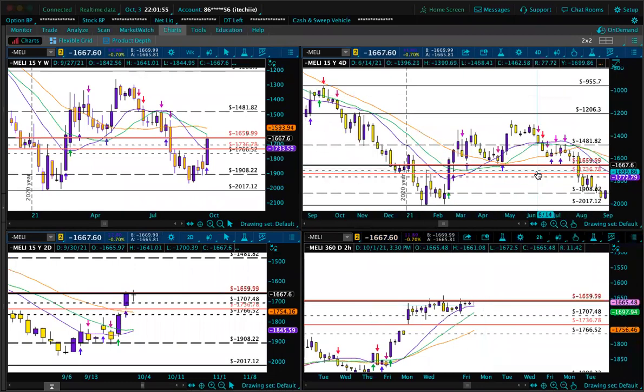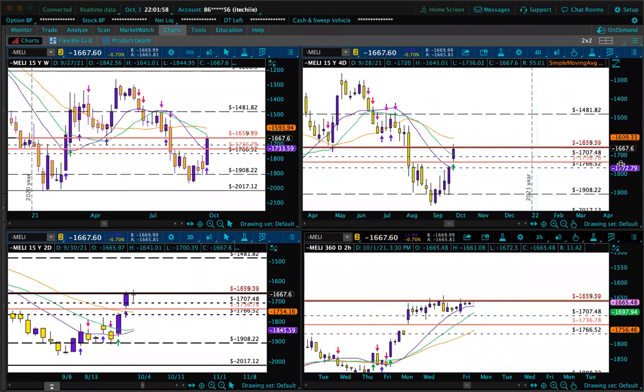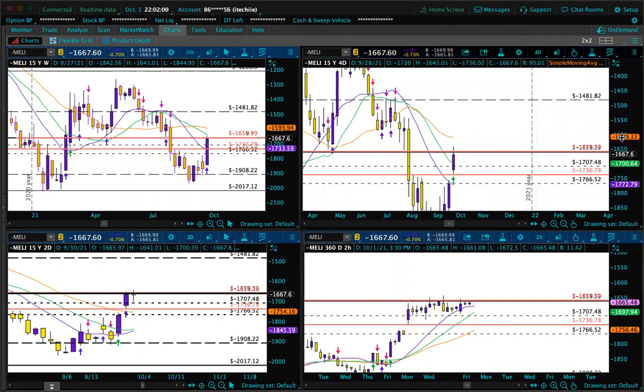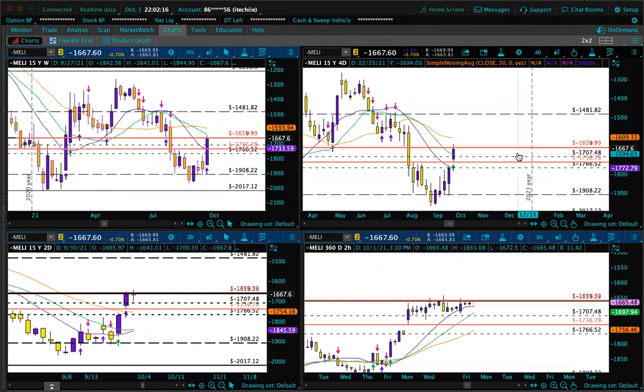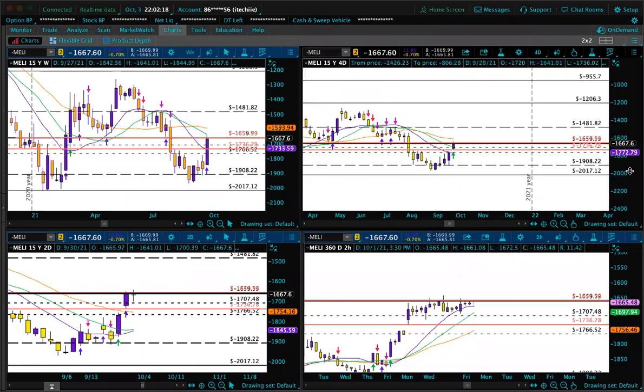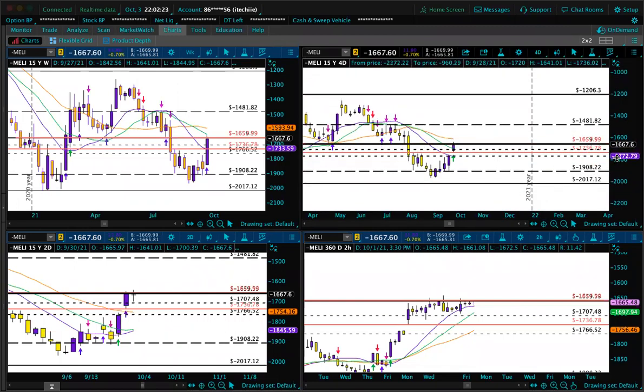See on the 4D, we closed above the 20 SMA, gapped above the 14 and the 20 and closed above it. Next is the 30 SMA, which is 1609. I want to see a close above that. And we're on target for 1481. Going to the week after that, end of year, looking at possibly 1,000 or 955 price target.